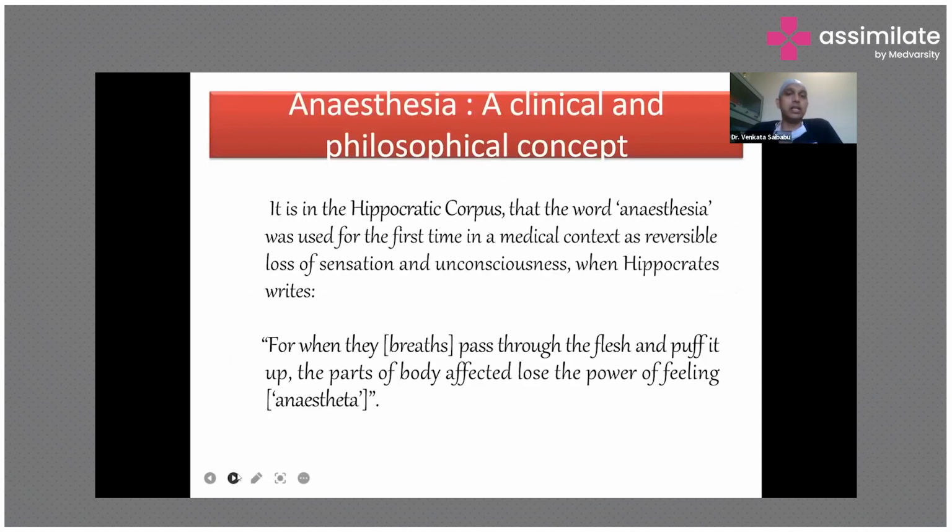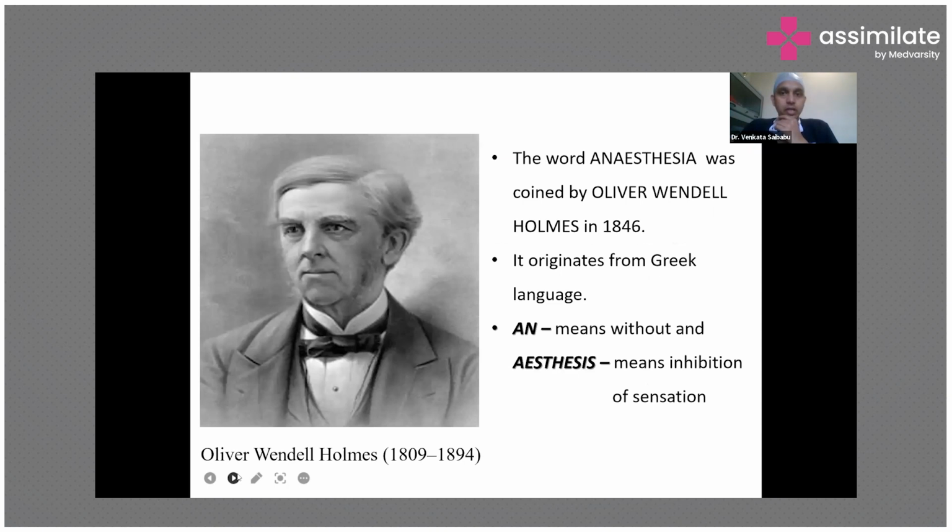In the Hippocratic corpus, the word anesthesia was used for the first time in a medical context, as a reversible loss of sensation and unconsciousness. Hippocrates himself wrote that when they pass through the flesh and puff it up, the parts of the body affected lose the power of feeling. It is called anesthesia. Oliver Wendell Holmes first coined the term anesthesia in the year 1846. The word originates from the Greek language: an means without, and aesthesis means sensation.